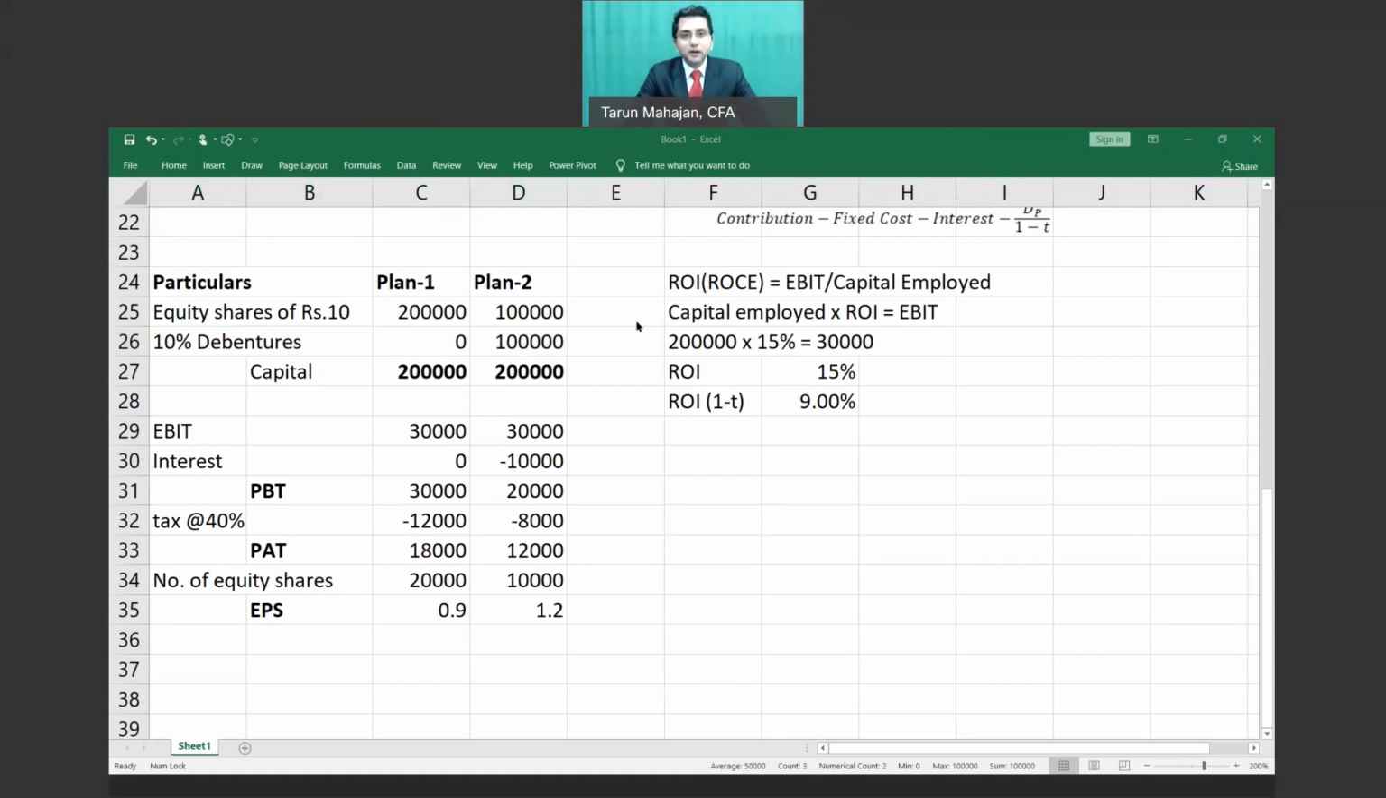Can you tell me to whom this surplus belongs? Does it belong to the Government of India, the Income Tax Department? Or does it belong to the equity shareholders? Or does it belong to the debenture holders? Or does it belong to the director promoter? Hello, come on, answer it.